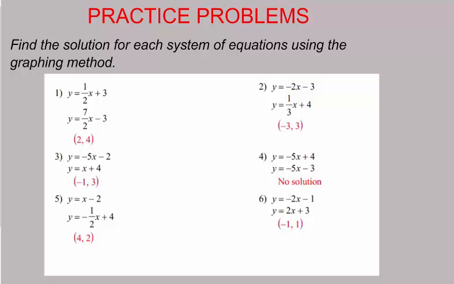There is also the possibility of infinite solutions. So if when you graph your 2 lines, they fall directly on top of each other the whole way, you would have infinite solutions. So that's how to graph a system of equations and find a solution.